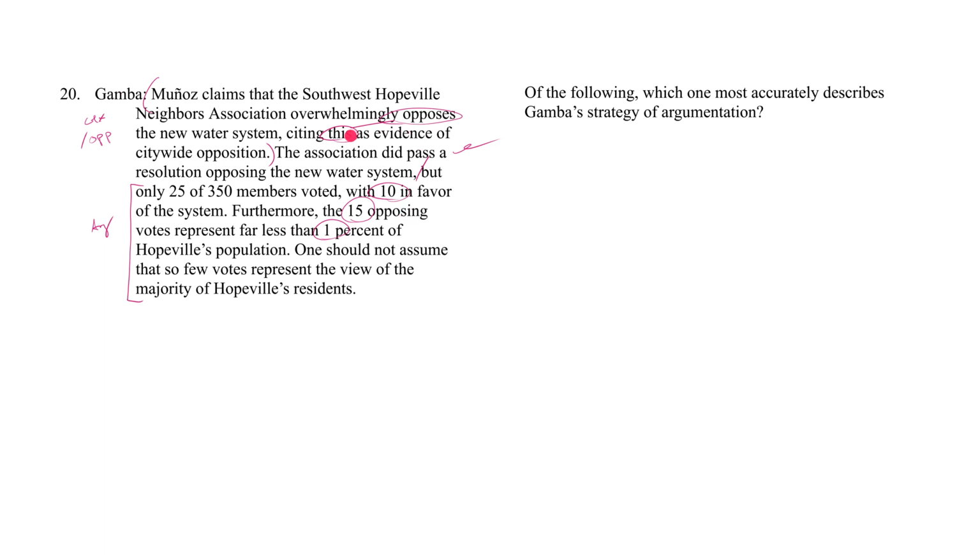Gamba sheds light on what this opposition actually means. If you look closer, you're just looking at 15 opposing votes. That's it. 15 people voted no. Muniz takes those 15 no votes as evidence of citywide opposition. Gamba cautions you against that. She says, well, hold on. You only have 15 votes. Don't take that to represent the views of the majority of Hopeville's residents.